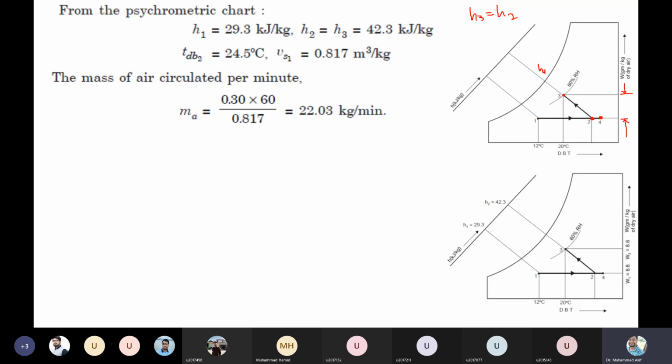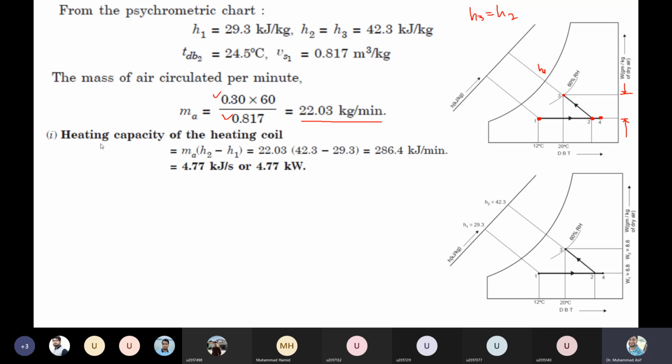We know the mass of the dry air. We know that was for per person, right? We can read the specific volume here, either from here or here. We can read the specific volume for the 1%, and we multiply with the 60%. So this much mass flow rate is required. This is for per person, and this is the specific volume. If you divide that, you will get the mass flow rate of the dry air per minute, and this is for the 60%, right?